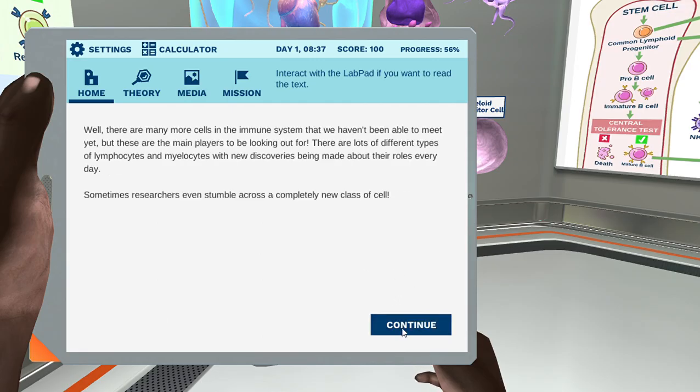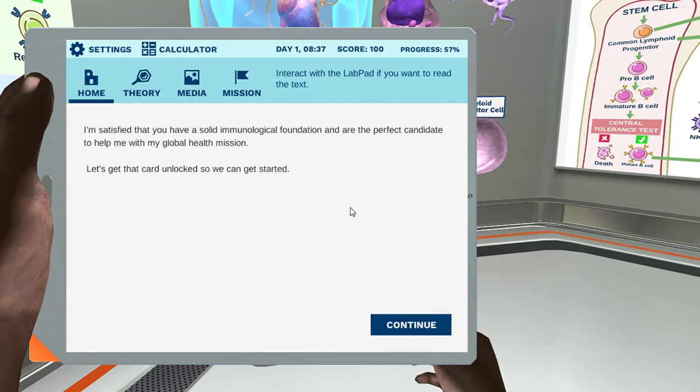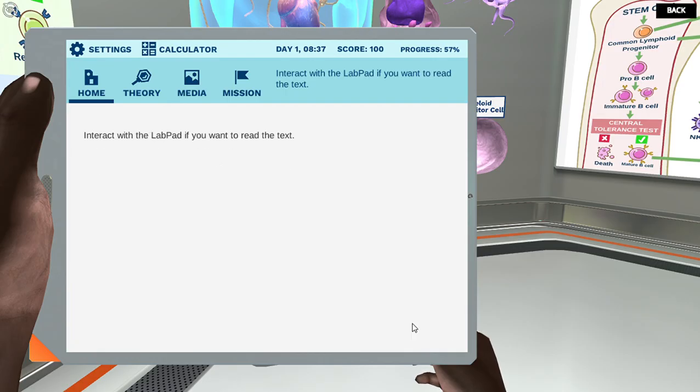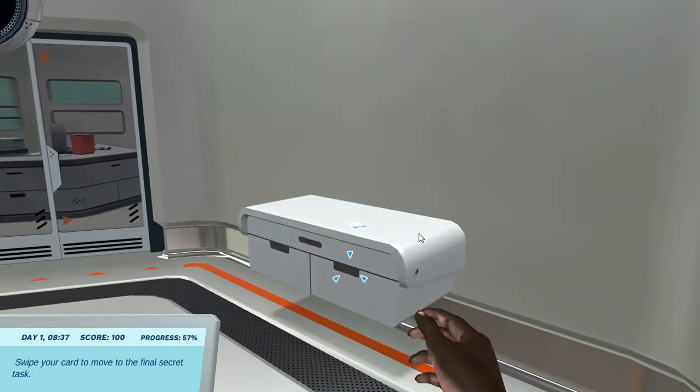Well, there are many more cells in the immune system that we haven't been able to meet yet, but these are the main players. I'm satisfied that you have a solid immunological foundation and are the perfect candidate to help me with my global health mission. Swipe your card to move to the final secret task.